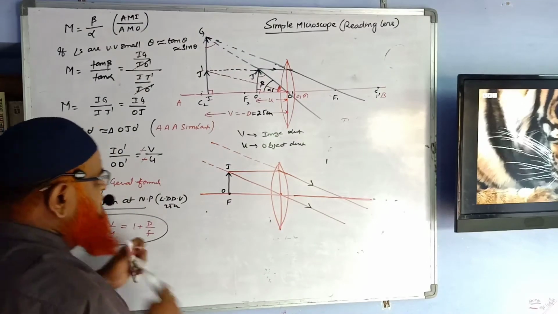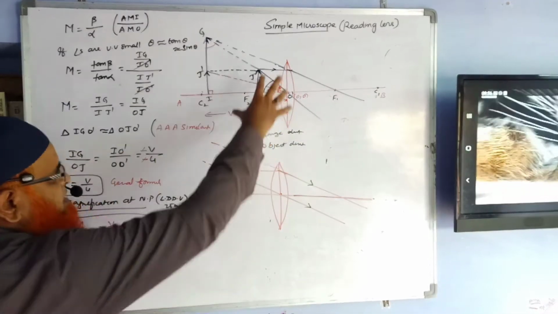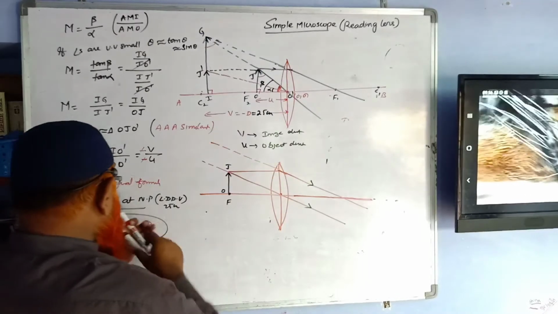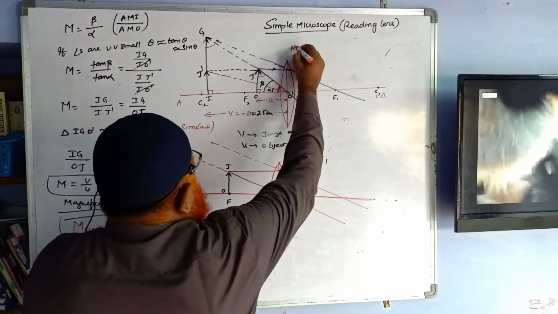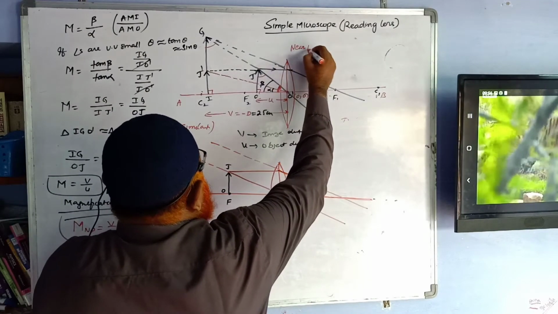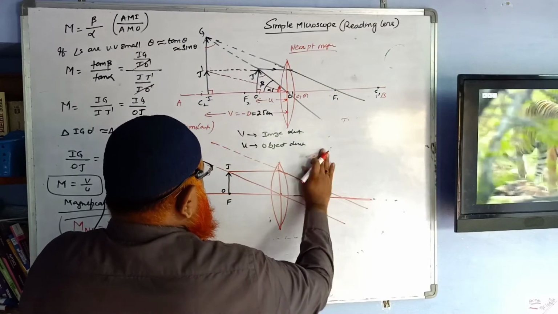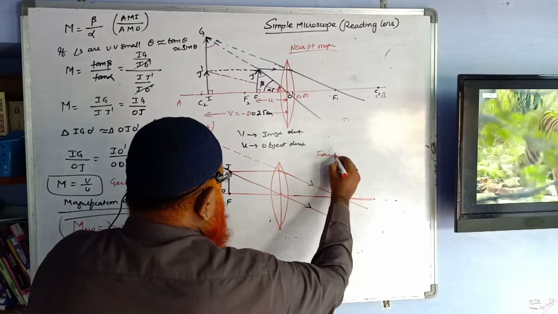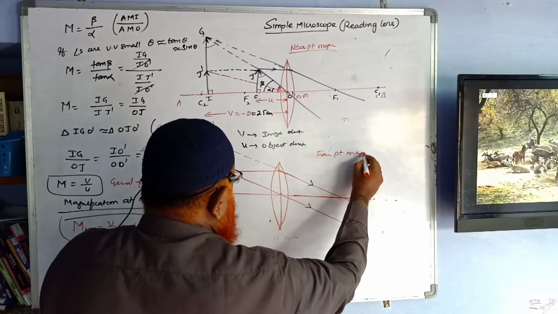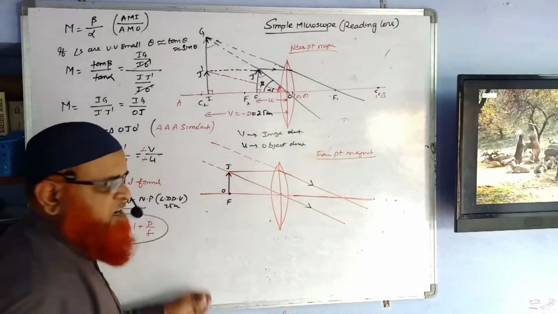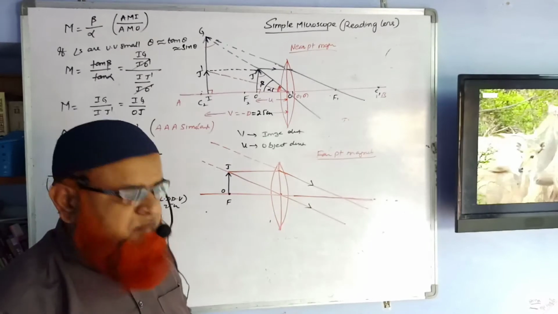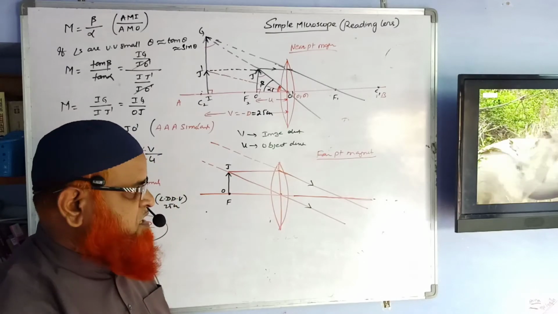So what is going to be the far point magnification? You just observe this diagram and this diagram. If you consider this diagram, this is called as a near point magnification. And this, if you observe, this is called as a far point magnification. This is called as far point magnification. What do you mean by far point magnification?